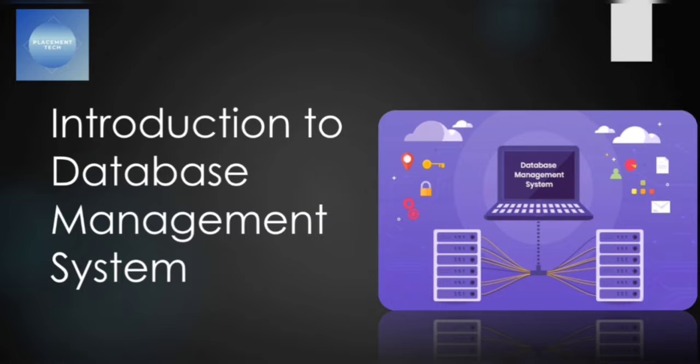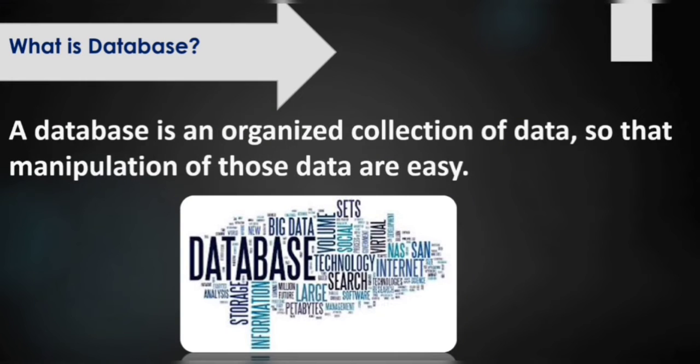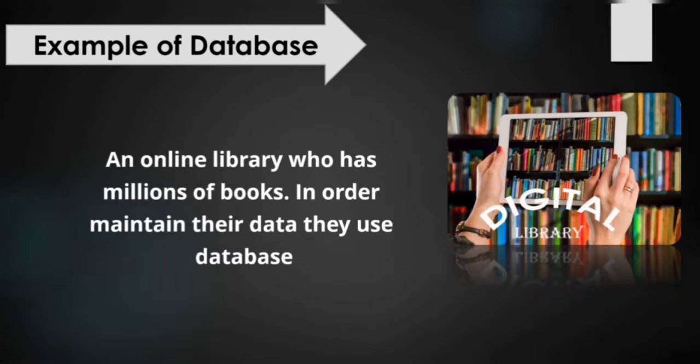First we look at what a database is. A database is an organized collection of data so that manipulation of that data is easy. Now we see some examples of databases. For example, an online library that has millions of books. Suppose you have your own online library.